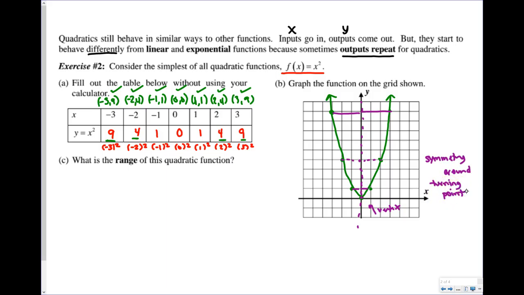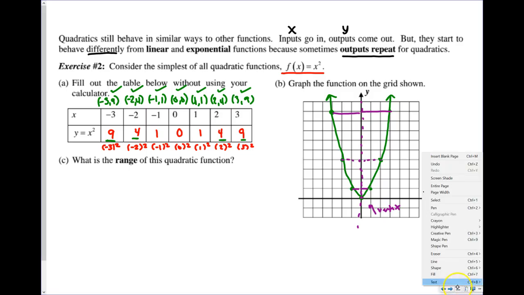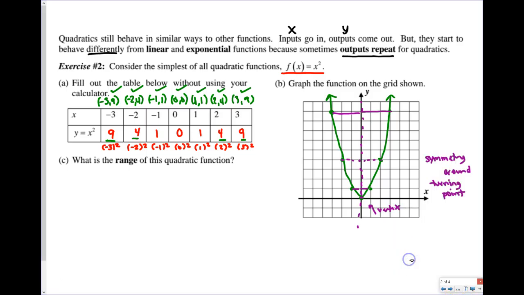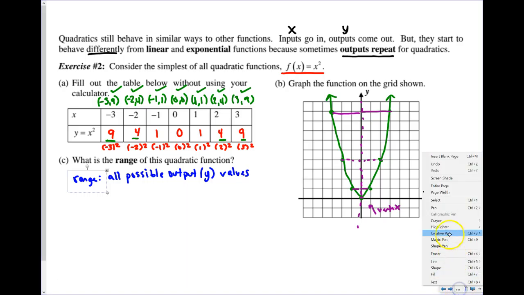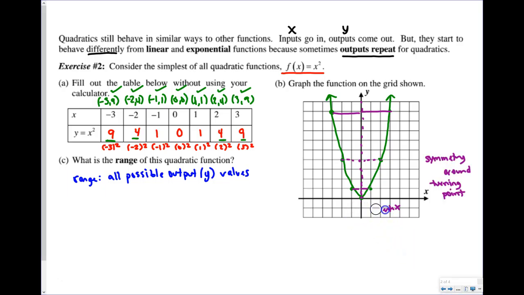Letter C says, what's the range of this function? So that takes us back to an old unit where we have to remember what range is. Range is all possible output values. Remember, our output is our y, so it's all possible y values. Now with a parabola, there's going to be a point where the range will stop. So if I look here, and let me kind of erase a little bit of this. Let me erase this right here.